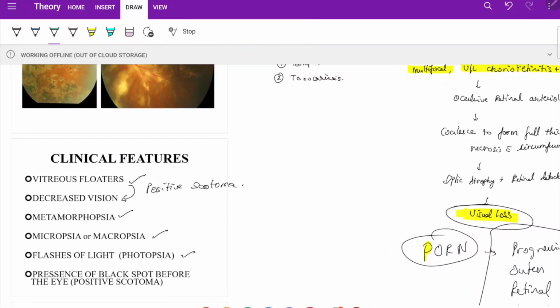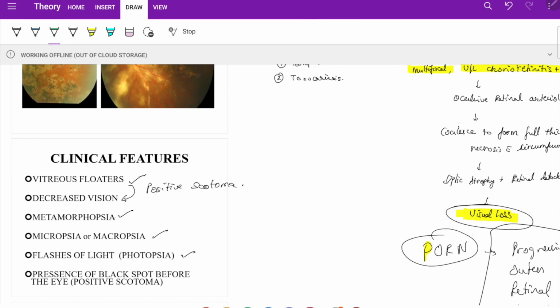So remember, floaters will be present. With a peripheral lesion, there may be no loss of vision; in some, a central lesion is present, and there will be loss of vision. This is usually painless in nature. Scotoma will be positive in the early and active stage, whereas in the late healed stage it will be negative. Scotoma won't be there.